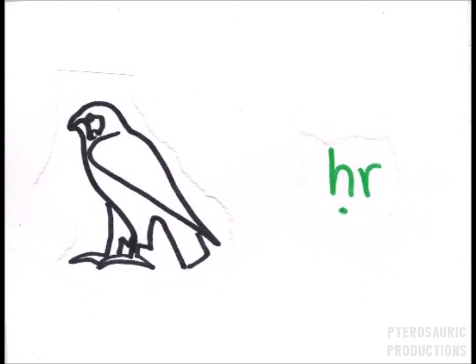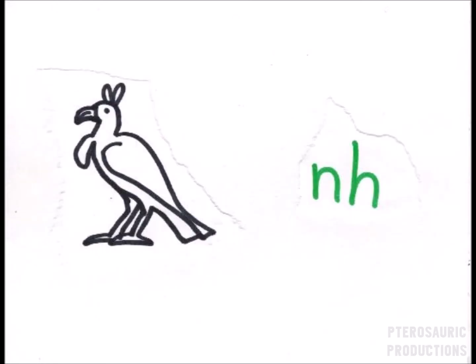And next is a falcon, and it is spelled H with a dot R. This symbol is also sometimes used in reference to Horus, and is sometimes spelled H with a dot R-W. And this is a guinea fowl. It can mean just the bird in general. Sometimes it is used with ideas of petition and sometimes in place of the word for eternity, and it is spelled N-H, and it is pronounced ne.